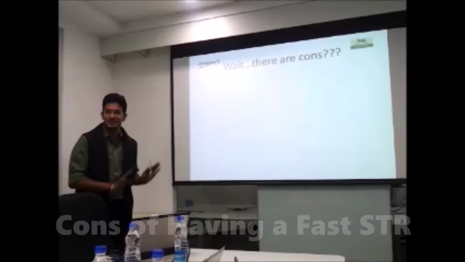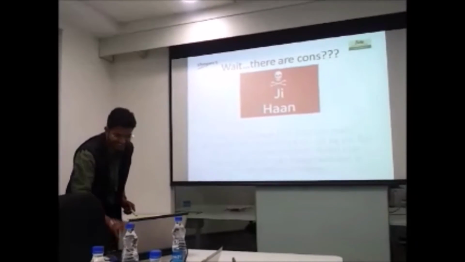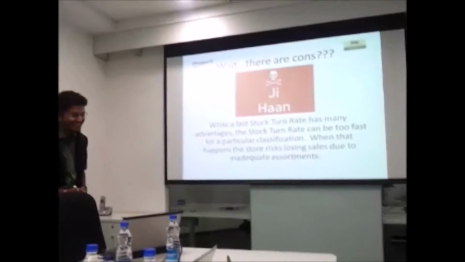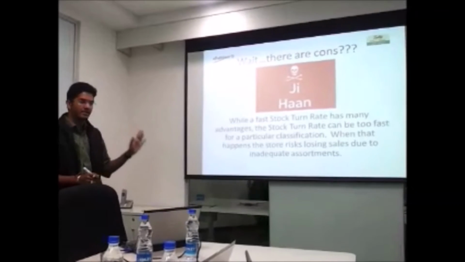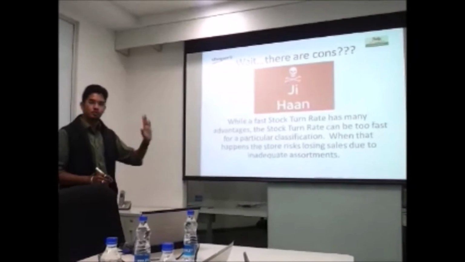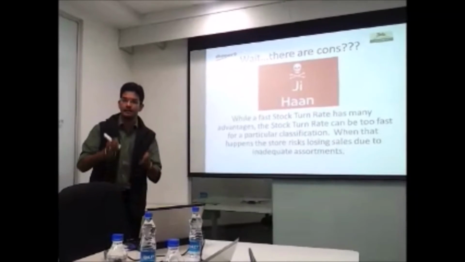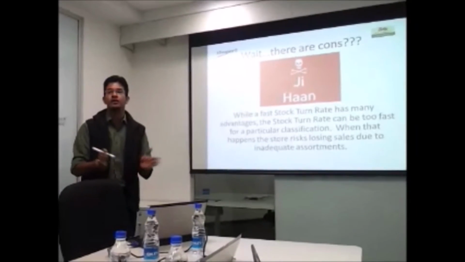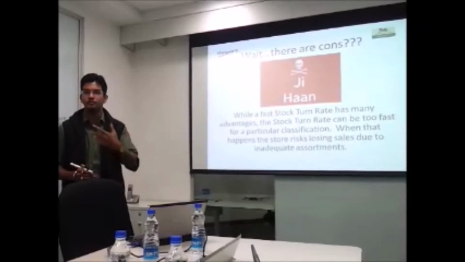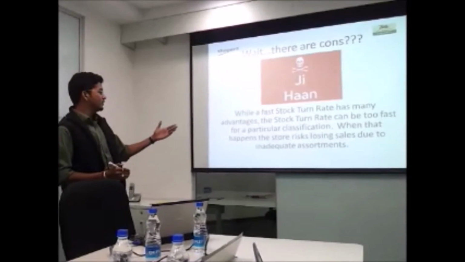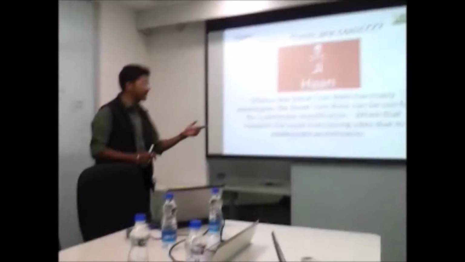Now wait, there are cons also. While a fast stock turn rate has many advantages, if it is too fast for a particular classification, now what do we mean by particular classification? The ABC which I was talking about of inventory. Not every inventory will behave in the same way. You will have fast moving, slow moving, non-moving. So when that happens, the store risks losing sales due to inadequate assortments.